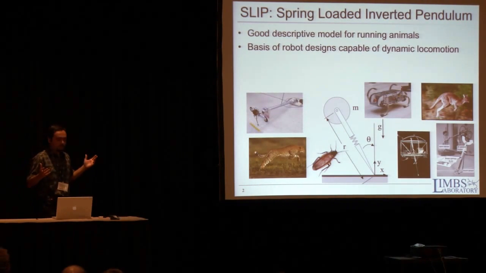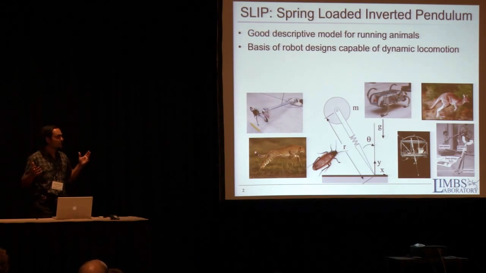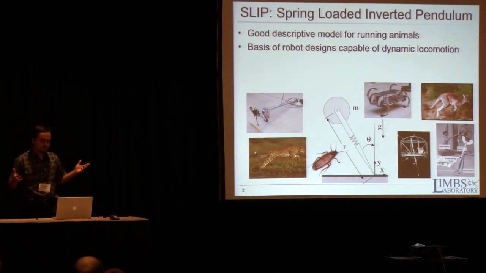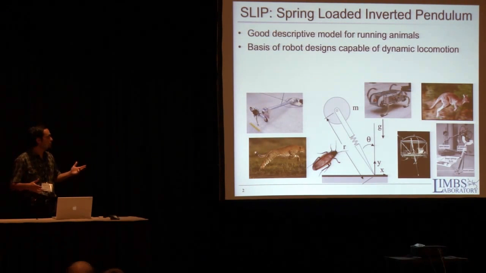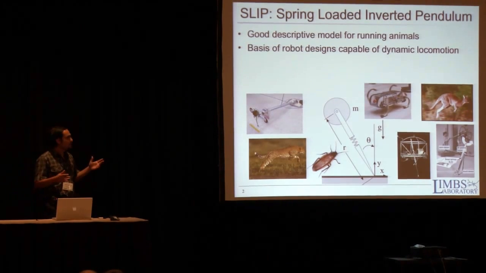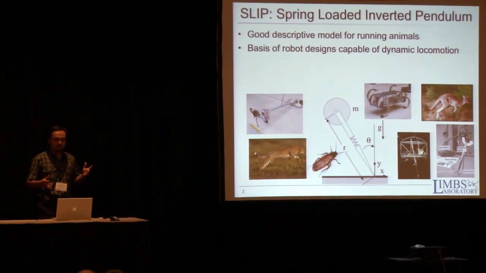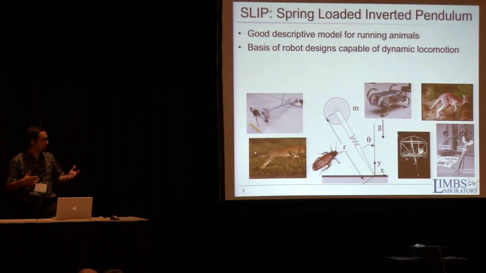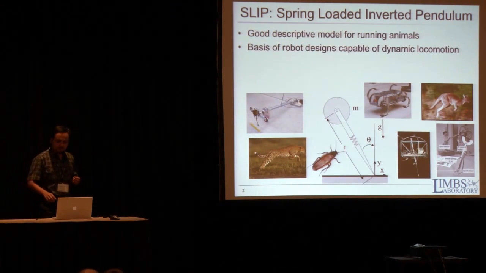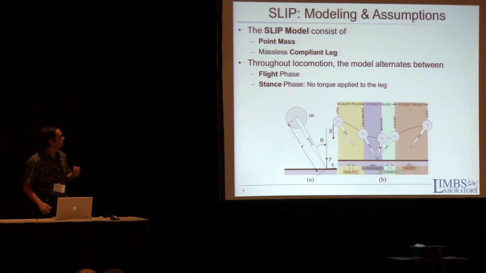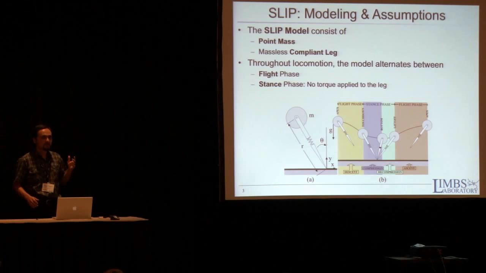Everybody knows the SLIP model. It has long been established as a good descriptive model for running animals as diverse as humans and cockroaches. Robotics use this model as a design basis to develop robots capable of locomotion. Actually, this is a very simple model. It has a point mass that is attached to a massless compliant leg. And throughout locomotion, the body alternates between flight and stance phases.